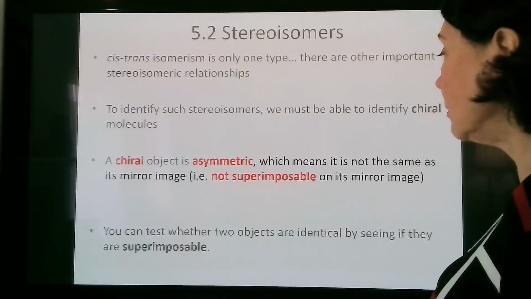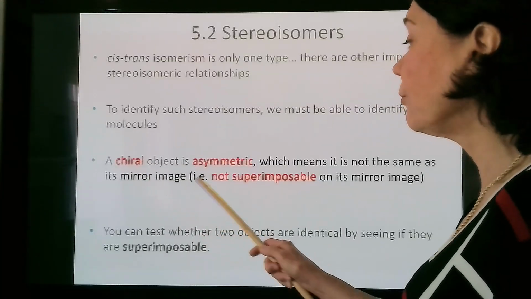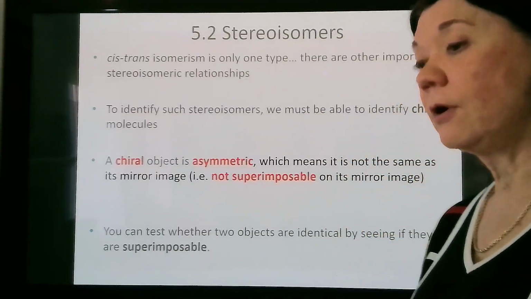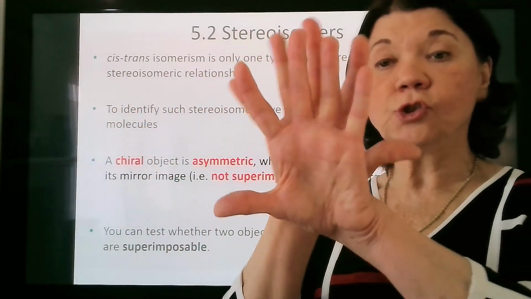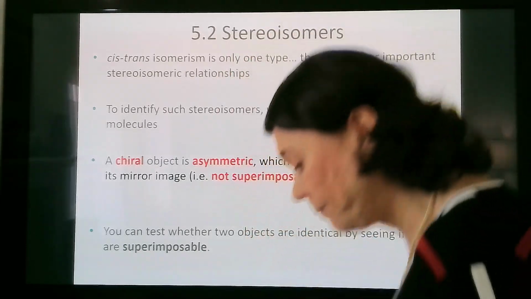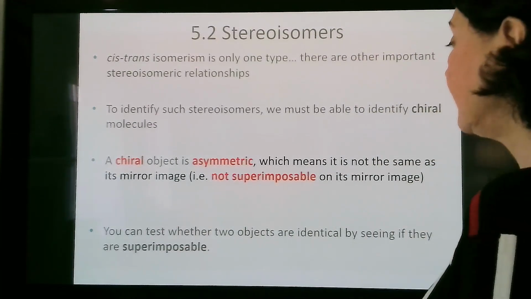Okay, so in order to be chiral, they are not superimposable on their mirror images. So your right hand is not superimposable on your left hand, just like I said. Your right hand won't go on your left glove, etc.